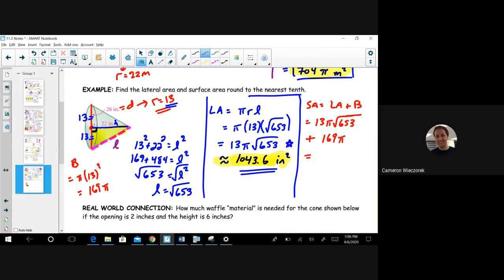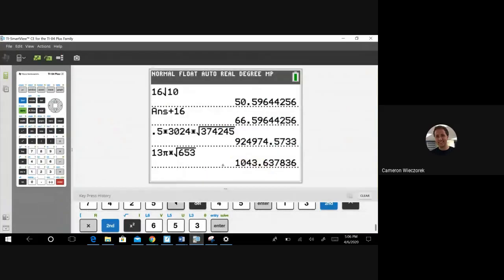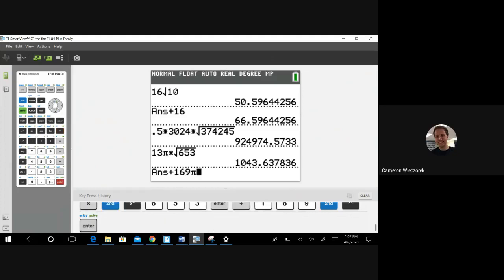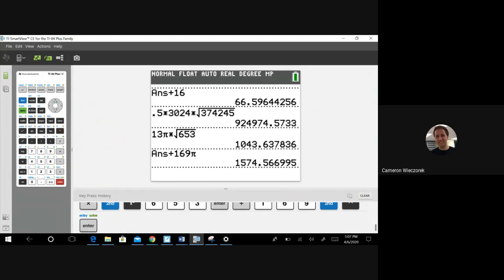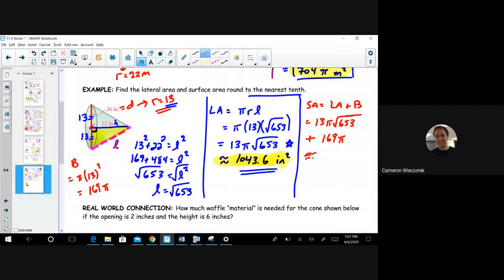So on my calculator, I already have the first part on my screen. All I have to do is hit the plus sign and it brings it down. And now I'm just going to add on the 169 pi. So I get 1,574.6. Use squiggles because we're approximating. And the units in this problem were inches, so we're going to do inches squared. Okay, so that'll do it for that one.